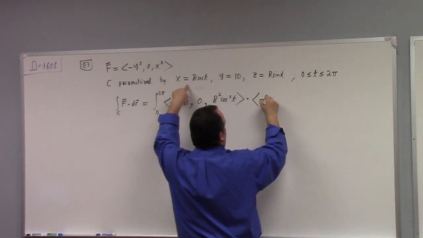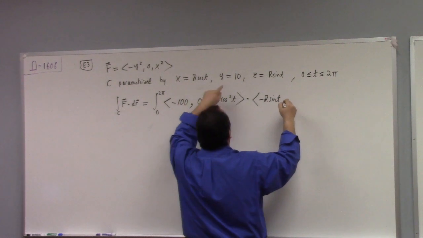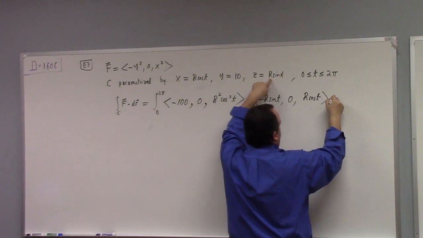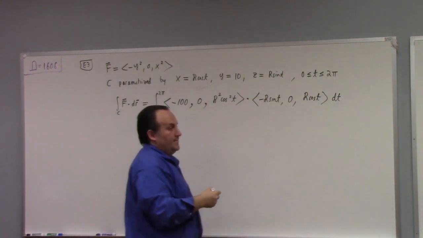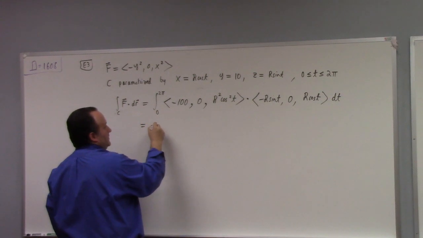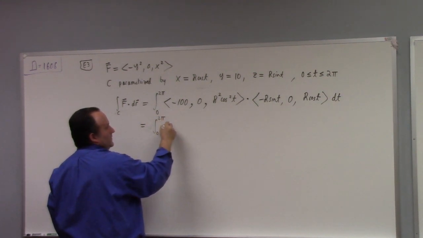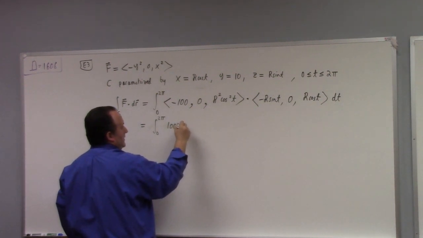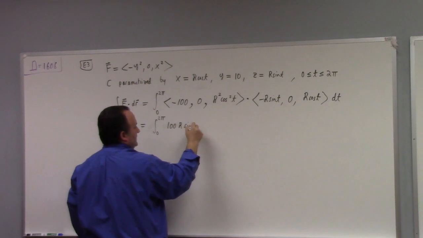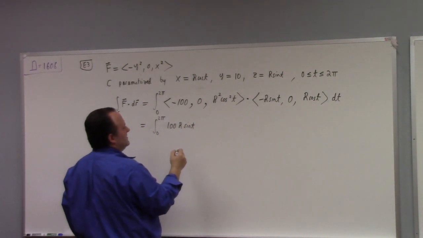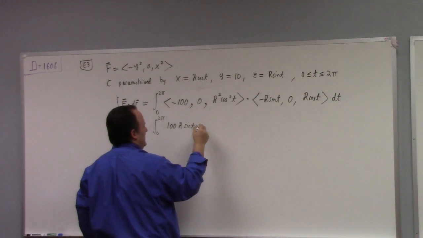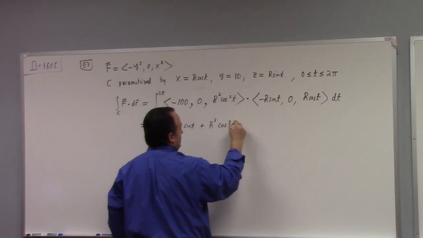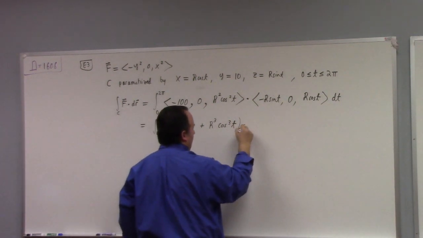The derivative of x is minus r sine t. The derivative of 10 is 0. The derivative of r sine t is r cosine t. And then we integrate. So what are we up against here? Integral from 0 to 2 pi of minus, oh rather, minus minus is a plus, right? So 100 r sine t plus r cubed cosine cubed t dt.